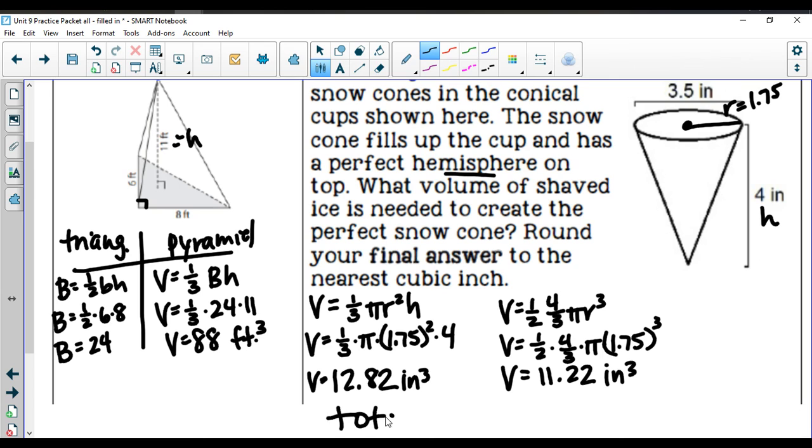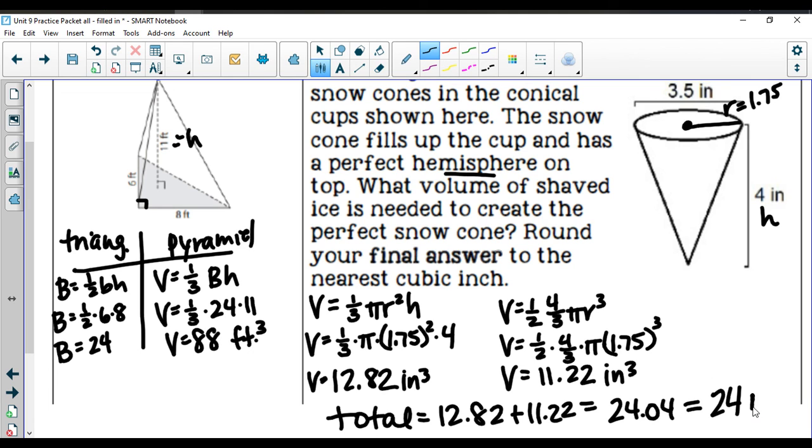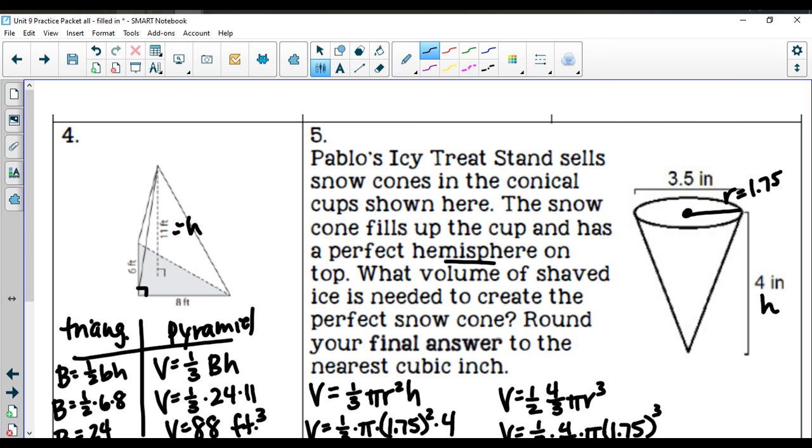So my total volume then, I'm going to have to add those together, 12.82 plus 11.22. And that's going to give us 24.04, which we said go to the nearest whole cubic inch. So it's going to be 24 cubic inches then of shaved ice to be able to make that perfect snow cone for Pablo's Icy Treats.